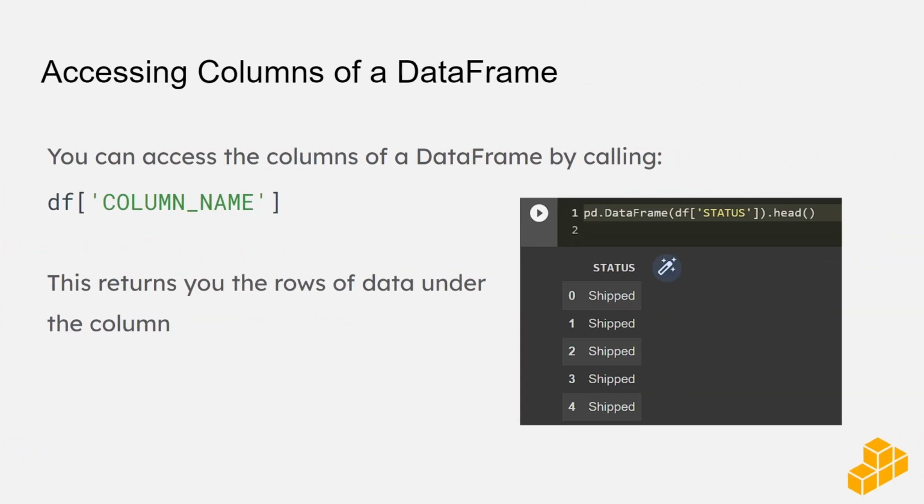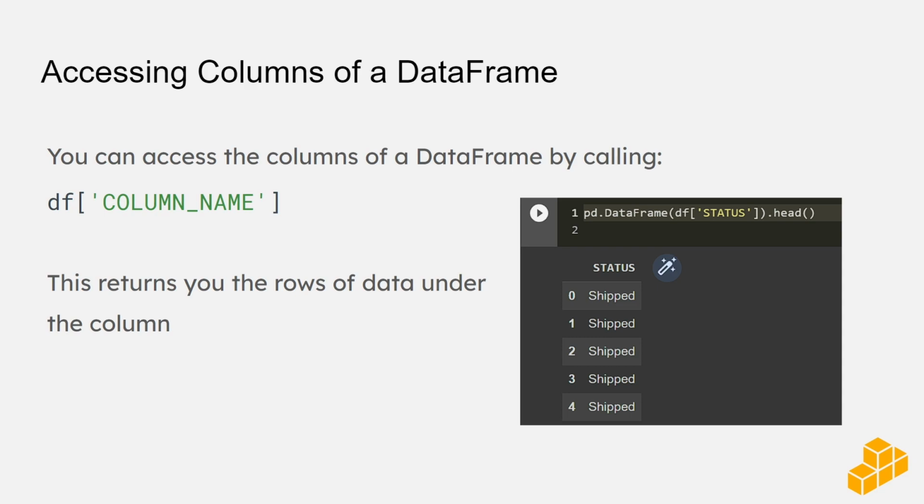After you created your data frame, now there is accessing columns of the data frame. What do I mean by accessing? I want to just see a specific column. I don't care about the rest of the data set. For example, I just want to see my sales. I don't want to see the name or who bought it. For that, we can access the columns of the data frame by calling df, square brackets, and then your column name as a string inside the square brackets. This returns you the rows of data under that column.